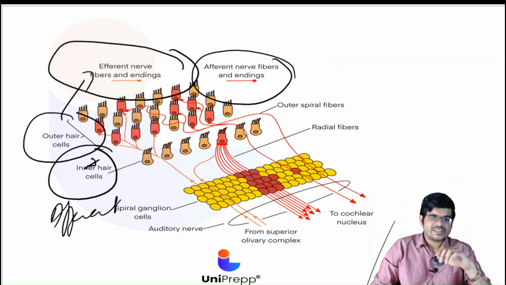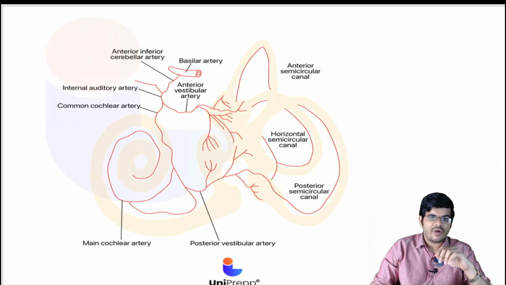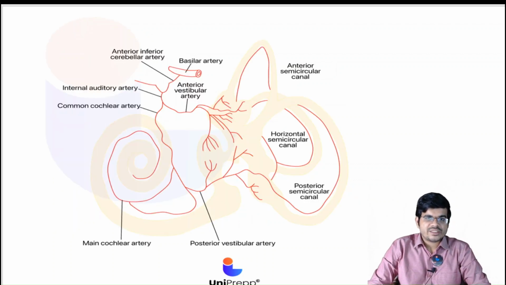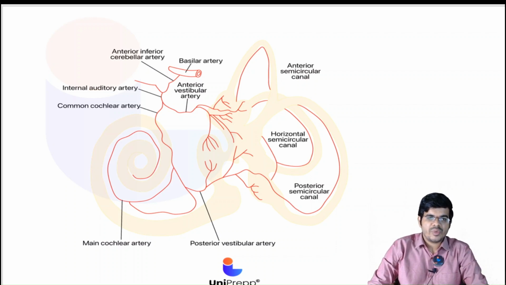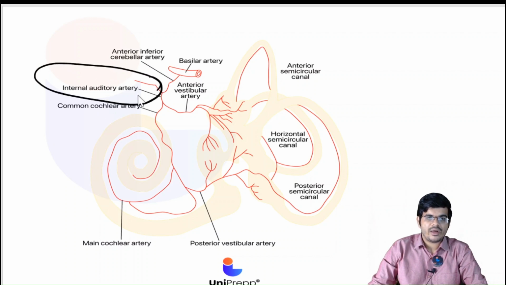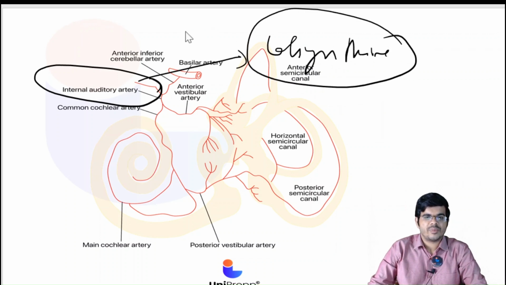Now we have one last thing to be covered in the anatomy of inner ear, and what is that? It is the blood supply of the inner ear. How is the inner ear being supplied? Inner ear is being supplied by the various branches of the internal auditory artery. What is this internal auditory artery? Internal auditory artery is nothing but labyrinthine artery. This labyrinthine artery, or the internal auditory artery, is a branch of anterior inferior cerebellar artery, which is a branch of basilar artery.